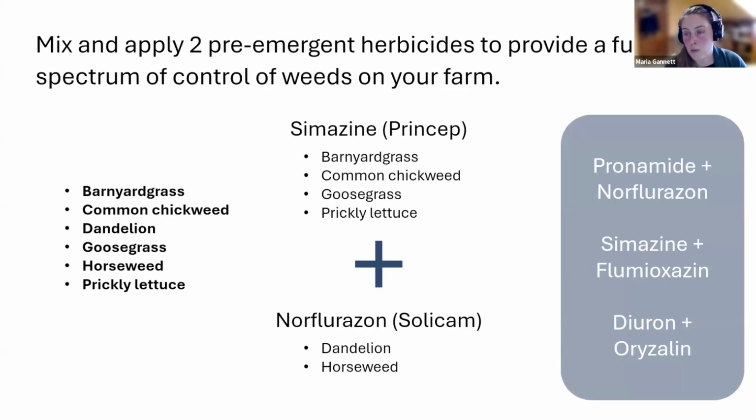I'm just putting up a couple other common tank mixes, but these will be on the labels themselves, with other suggested tank mixes to get a wide spectrum of control. And generally, you can only apply these pre-emergent herbicides once per year. So if you decide you need another application, you'll need to find a different kind of combination to apply later in the season.